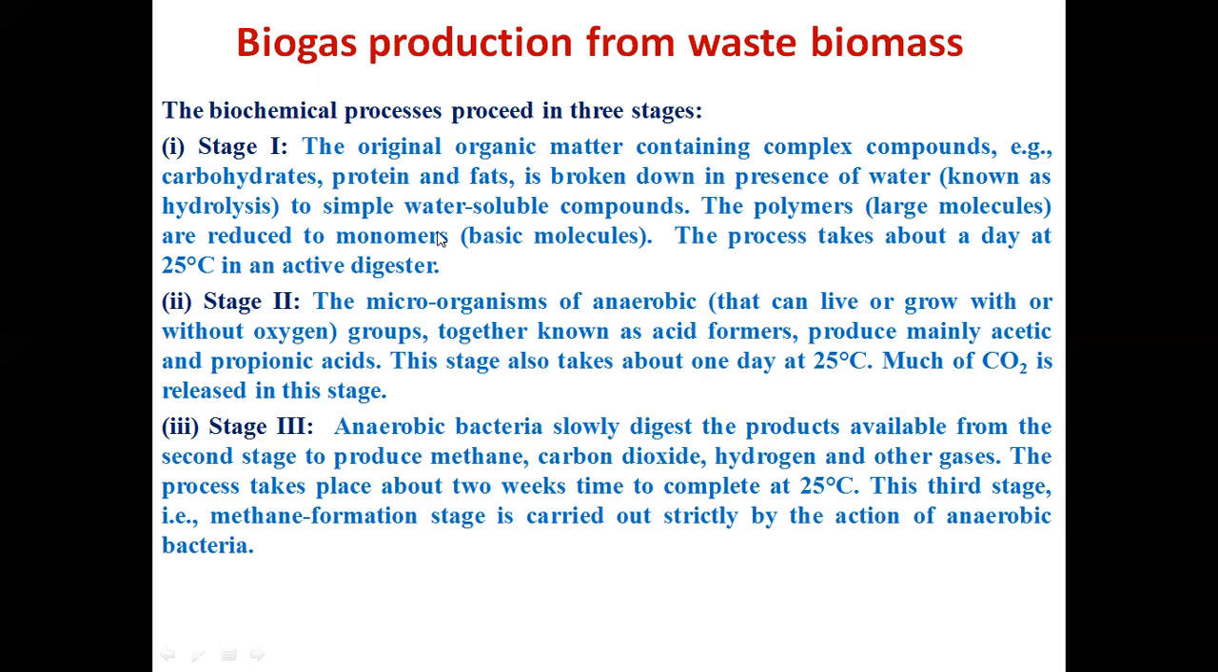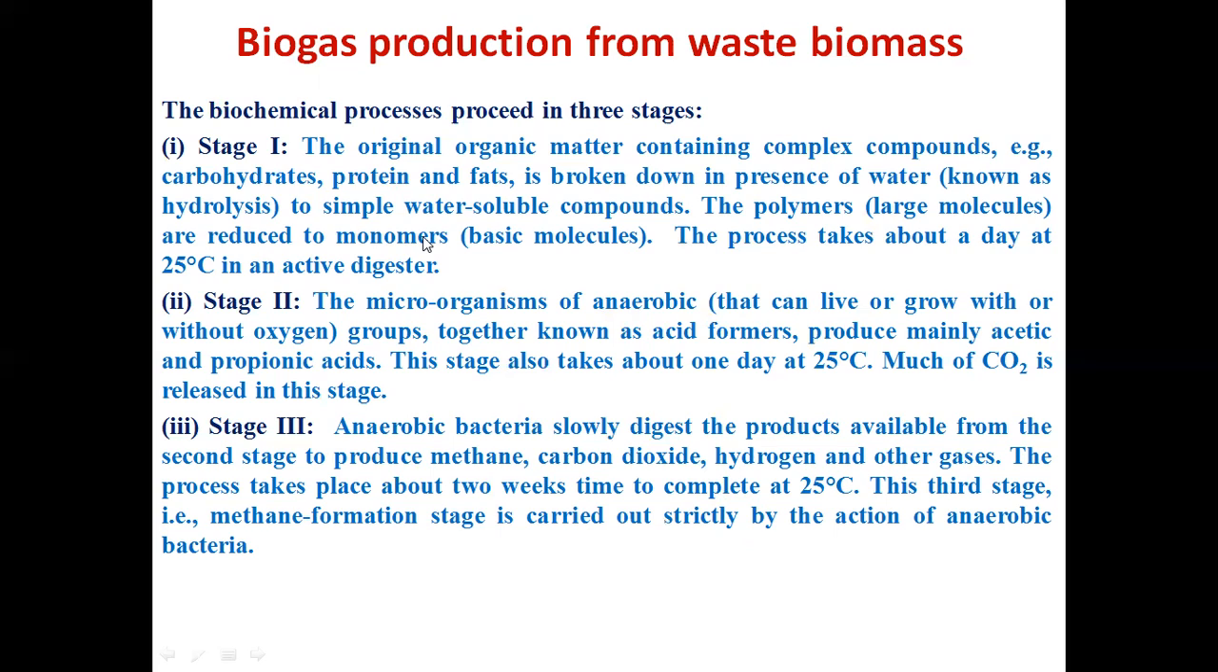That means when we fill the biomass in the biodigester, in a 24-hour cycle it will be converted into water soluble compounds. And in the next 24 hours, it will be acted upon by anaerobic bacteria and will produce acids, basically acetic acid and propionic acid. In stage three, anaerobic bacteria slowly digest the products available from the second stage to produce methane, carbon dioxide, hydrogen, and other gases. The process takes about 2 weeks to complete at 25 degrees centigrade. This third stage, the methane formation stage, is carried out strictly by the action of anaerobic bacteria.